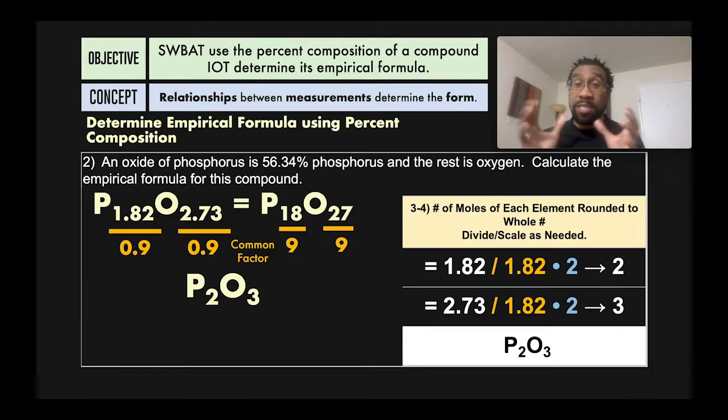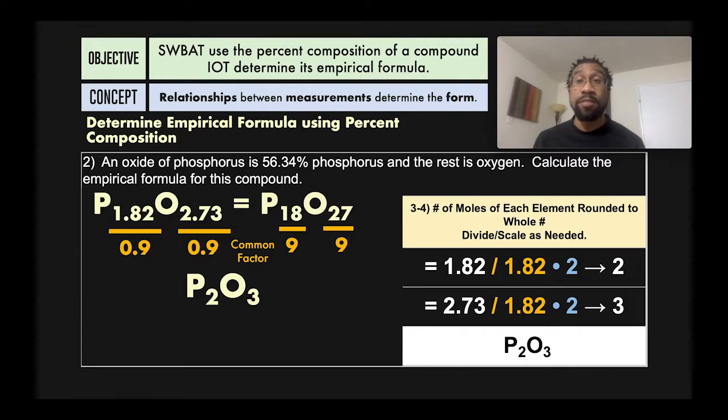Or if you're really good with your number sense, you can actually see that the common factor would be 0.9. So 1.82 divided by 0.9 and 2.73 divided by 0.9 would give you numbers that are close to 2 and 3. So by identifying number patterns, you can also do the reduction or simplify these ratios very easily, okay? But that only works if you can identify number patterns.